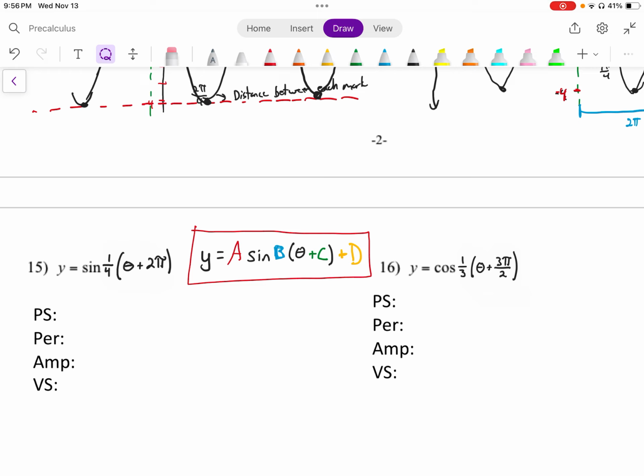So number 15, y equals sine of 1/4 theta plus 2 pi. All right. Well, our phase shift is what's added to theta. So our phase shift is left 2 pi.